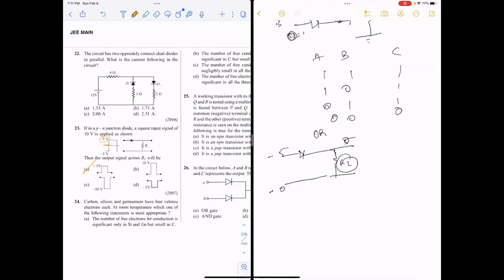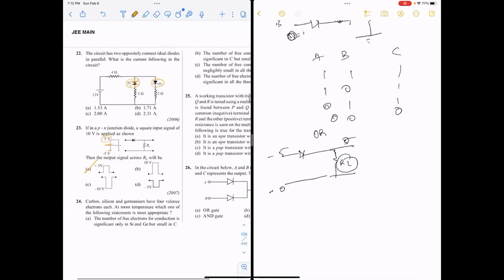Wonderful. Question number 22. The circuit has two oppositely connected ideal diodes in the center. What is the current flowing in the circuit? Here, this is under forward bias and this is under reverse bias, so this is not working. Only this diode is there. 4 plus 2 is 6. 12 by 6 is 2.